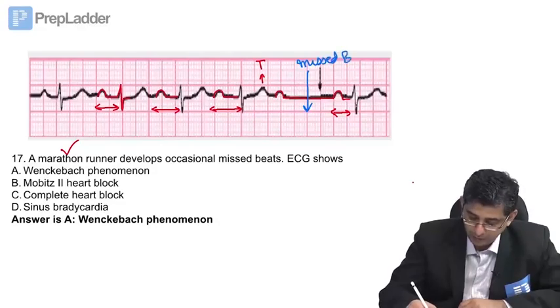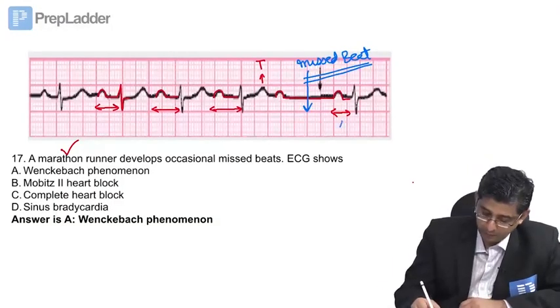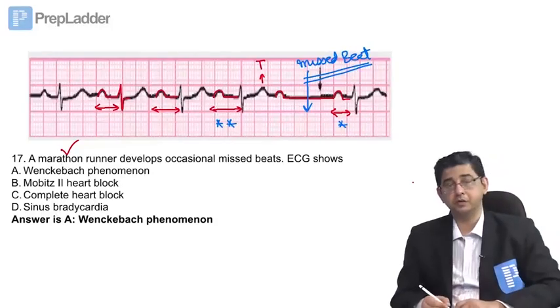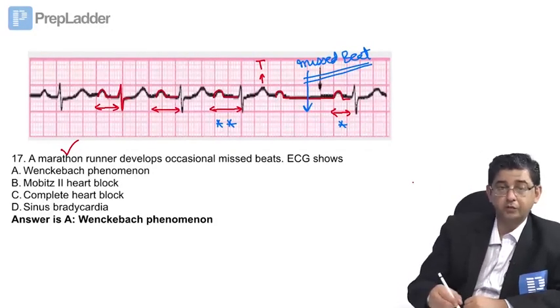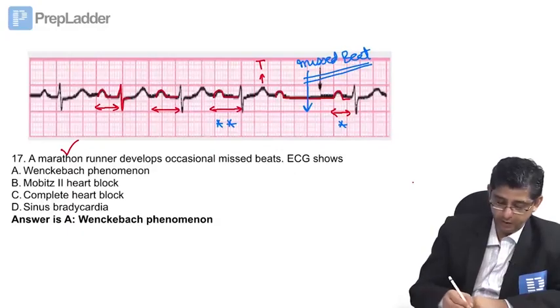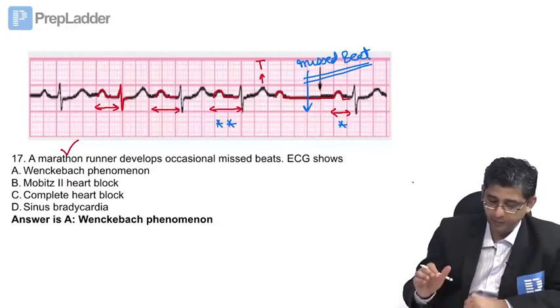So if you look at the PR interval in the ECG of the patient after the missed beat and before the missed beat, like let me put pointers here, this is totally asymmetrical. So if you notice that the PR interval before and after the missed beat is asymmetrical, then it is going to be Mobitz one heart block, that is known as the Wenckebach phenomenon.